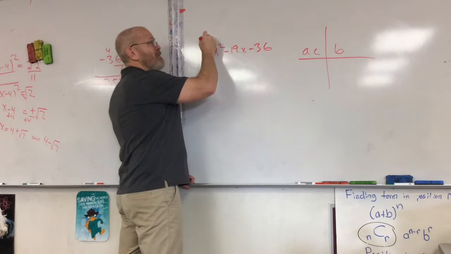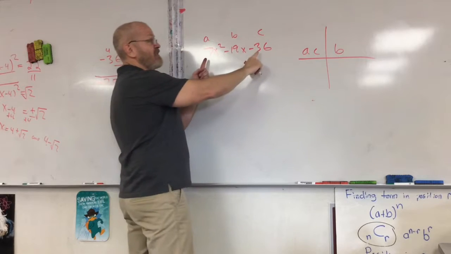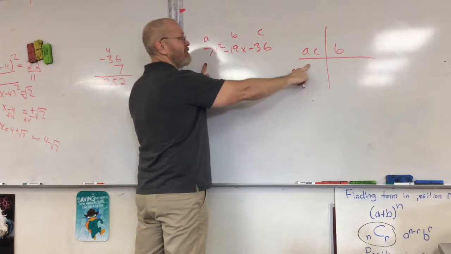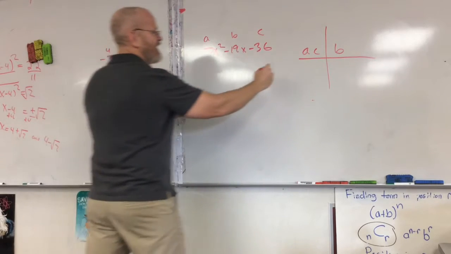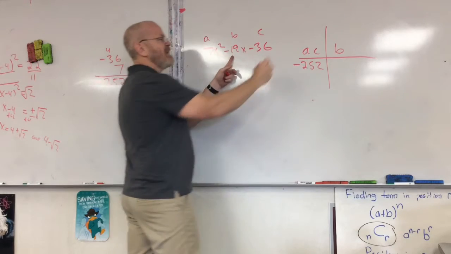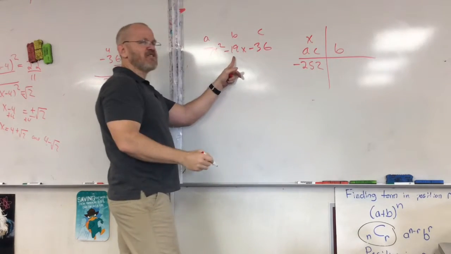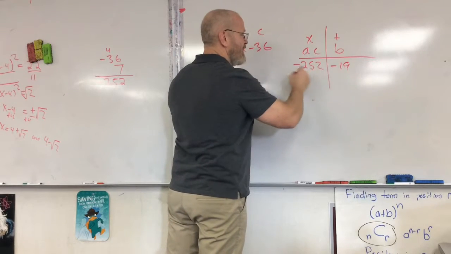The AC method demands that you know what A, B, and C are, and the AC method says you take A times C and write it here. Well, 7 times negative 36, you got a negative times a positive, that is negative 252. And your B, so you multiply to negative 252, and you add up to negative 19. You add up to your B.